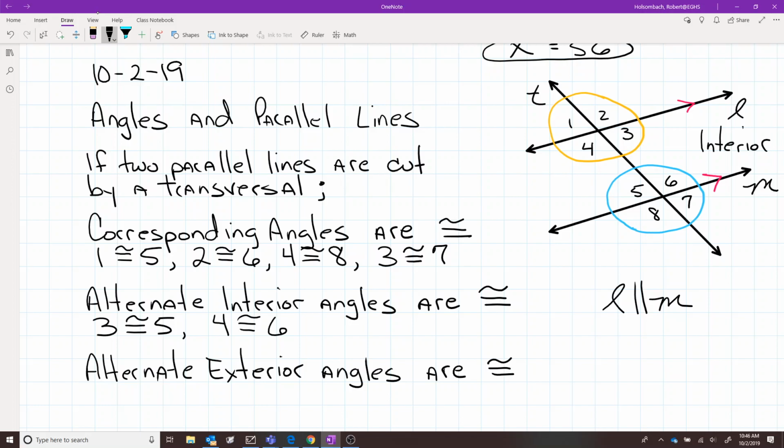So if the space between the parallel lines is the interior region, then everything else is the exterior region. Everything out here is in the exterior, and everything out here. So alternate exterior. They're on alternating sides of the transversal, so that means that angle 1 is congruent to which one? 7, good. And angle 2 is congruent to angle 8. Does that make a little more sense? Good.